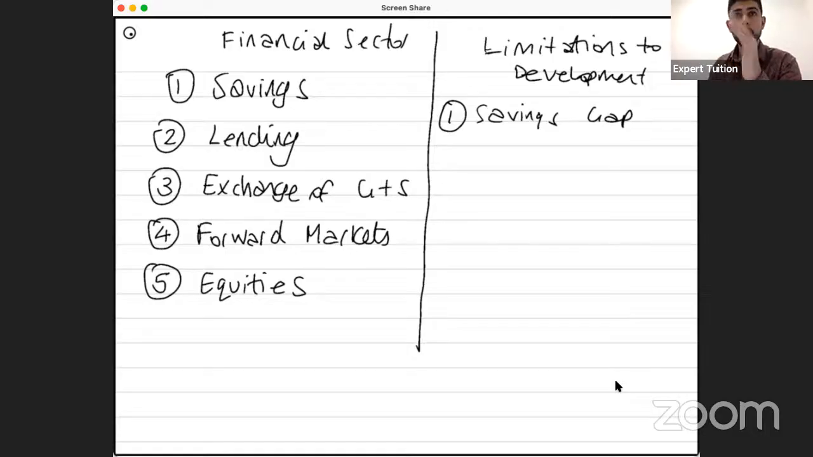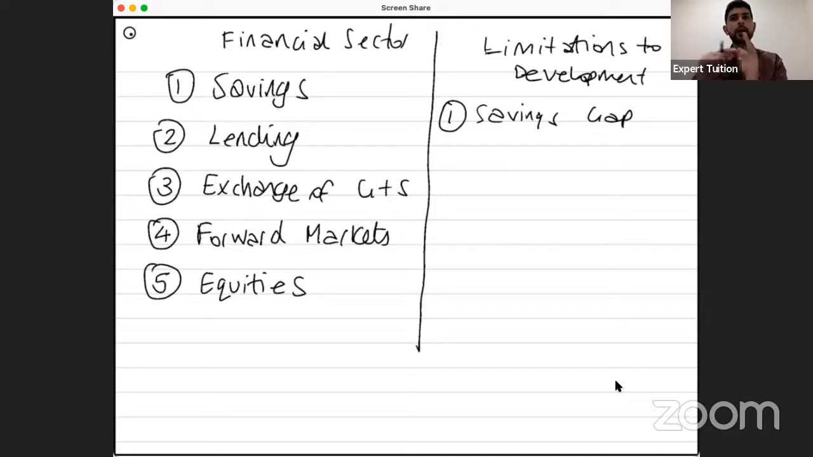Yeah, that is the savings gap. If you get that in a 25 marker or a 15 marker, that's your chain of reasoning right there. You've basically explained the Harrod-Domar savings gap. Okay, let's go back and deal with this question as our first analysis then. Very clearly, if I now match the financial sector and its role with the limitations, do you guys agree that obviously one of the roles of the bank is to facilitate savings? That can help to fix the savings gap. So my analysis would be something along the lines of: one way in which the financial sector can help promote economic development is by facilitating savings.